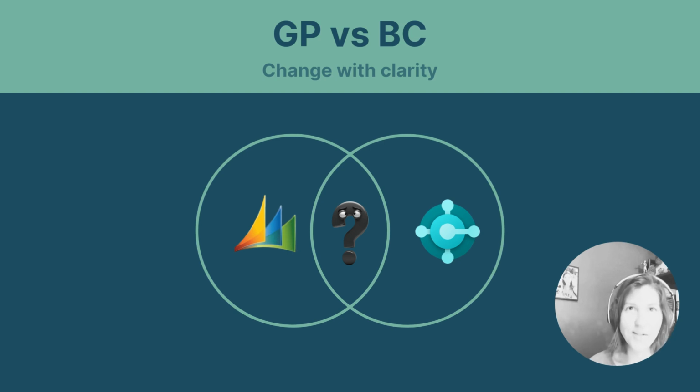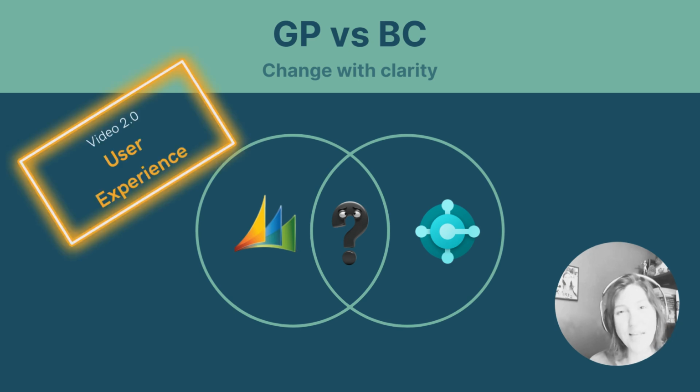We're glad you're here. This is video 2.0, the user's experience, where we're going to cover 10 key areas that are different from GP versus BC in the look and feel of the system. Don't worry, there's going to be more videos in the user experience category. There is just too much to cover in one video. So let's get into it.